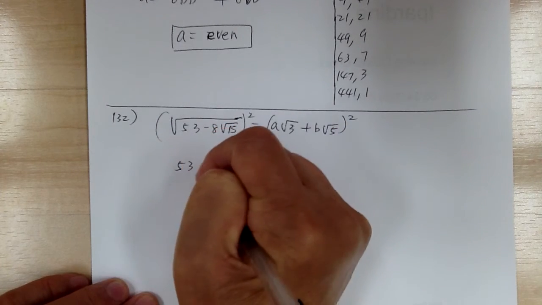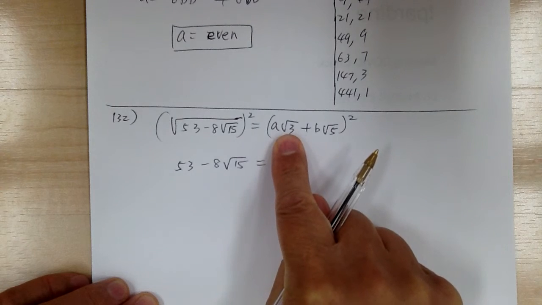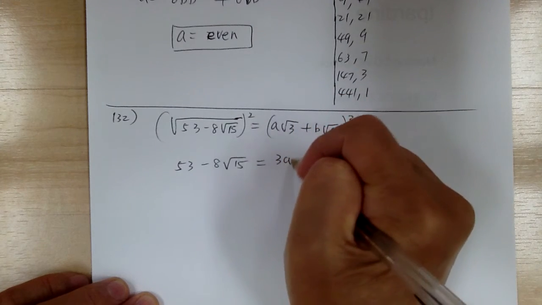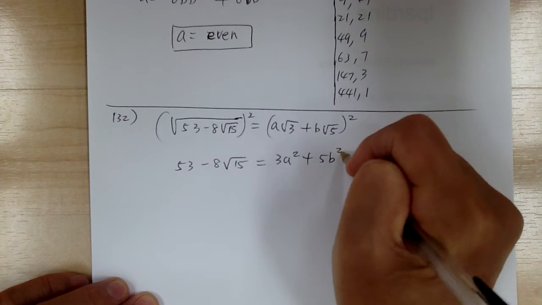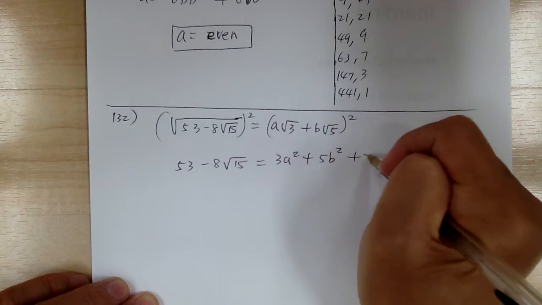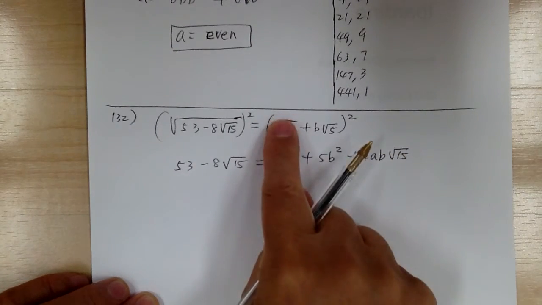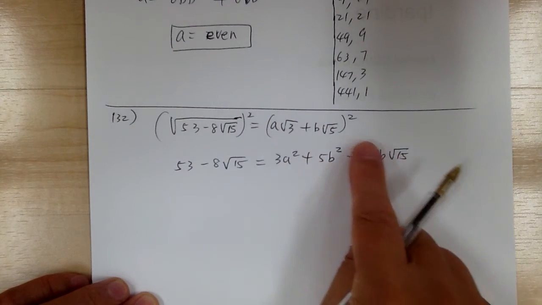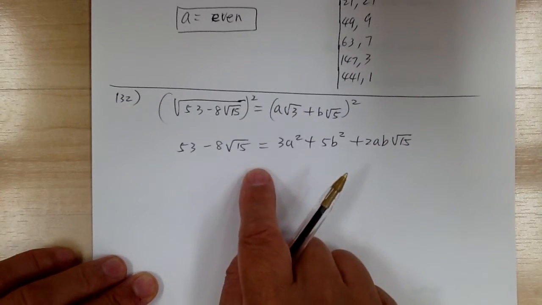So you got 53 minus 8 square root of 15 equal to, when you square this, you're going to get 3a squared. You square this, you're going to get 5b squared. And the middle term would be plus 2ab square root of 15. So you square this, you get that. Square this, you get that. And the middle term times all this together, you get that. So now we're going to do the matching.